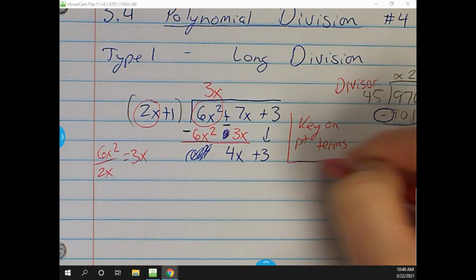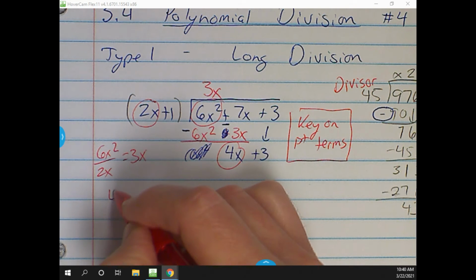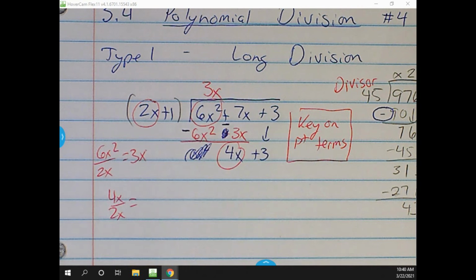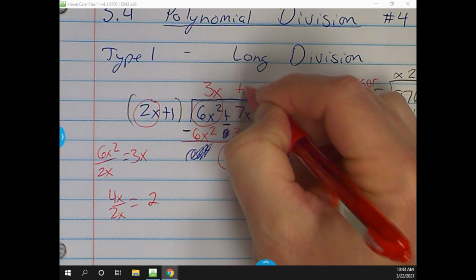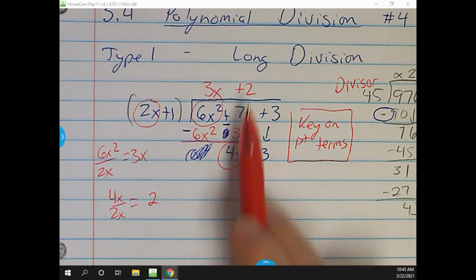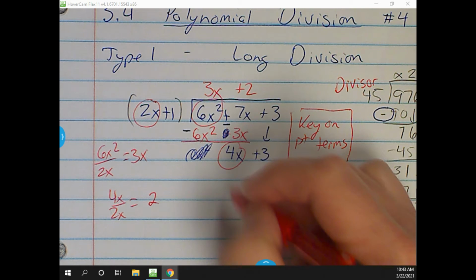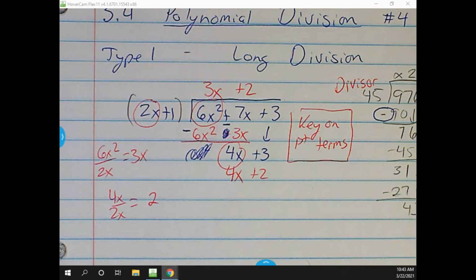Then same thing again. Now we're going to key on the first term. We're going to take 4x and divide it by 2x. 4x divided by 2x, the x's will cancel. That leaves you with just a 2. So then we put the 2 back up on top there. And just like we did before, we're going to do 2x times 2x to make 4x, and we're going to do 2x times 2 to make a plus 2.